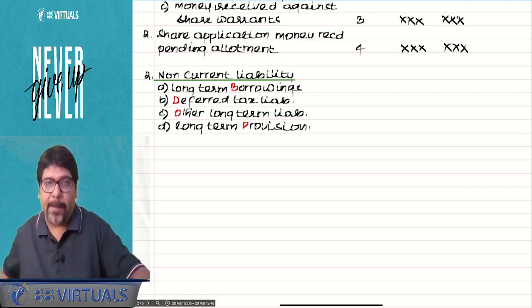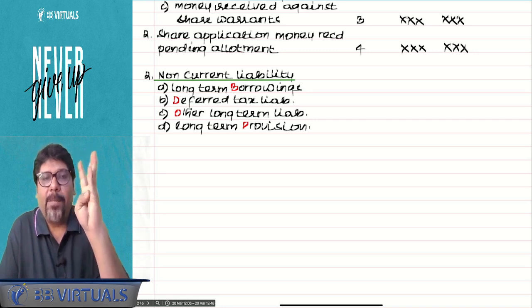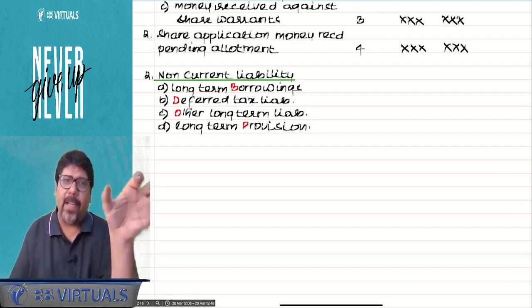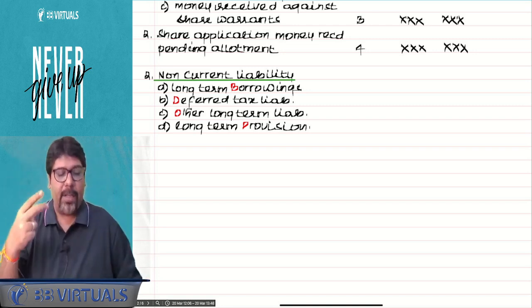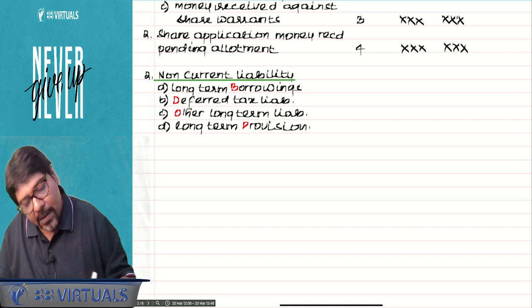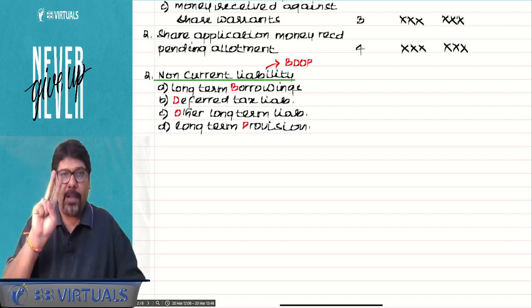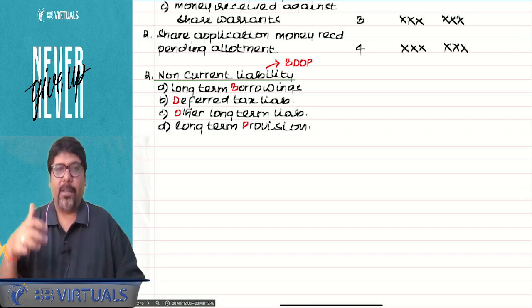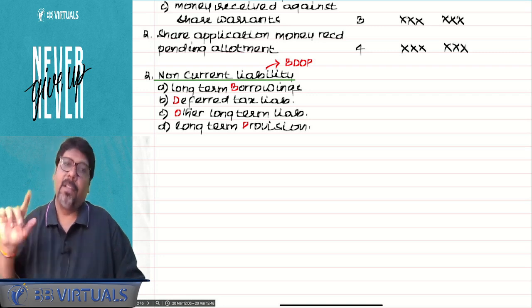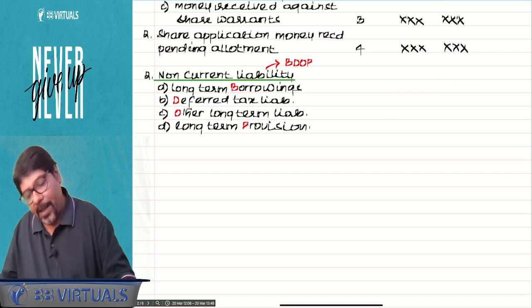This will become easy for you to remember. Can you see the red words? Yes. Borrowings, deferred, others, provision. I will explain every item, but for now remember this. After I finish the format, every item I will explain. Can I say its short form is BDOP? Borrowings, deferred tax, other, provision. Rest everywhere it is long term, long term, long term. Borrowings, long-term borrowings, deferred tax liability, other long-term liability, long-term provision. So rest everything is long term only.